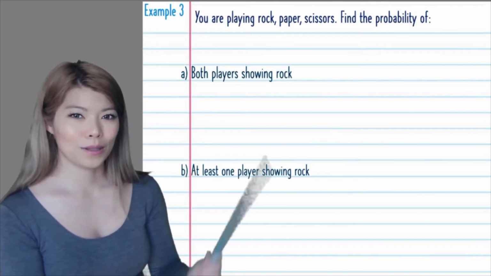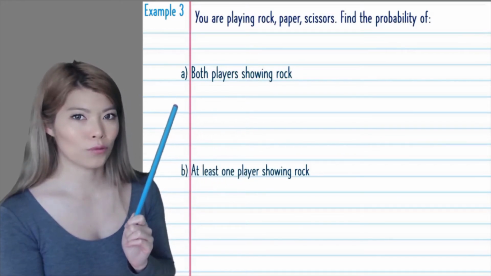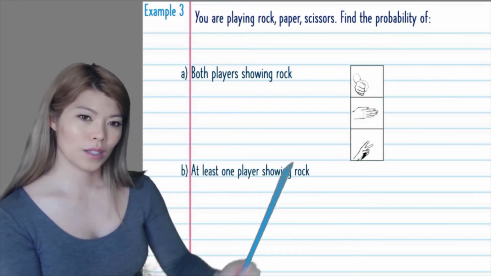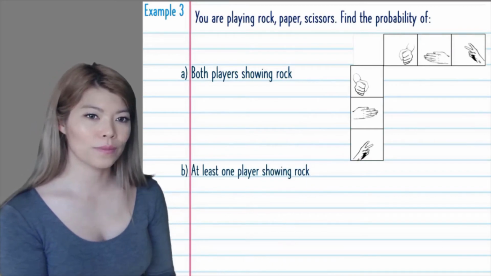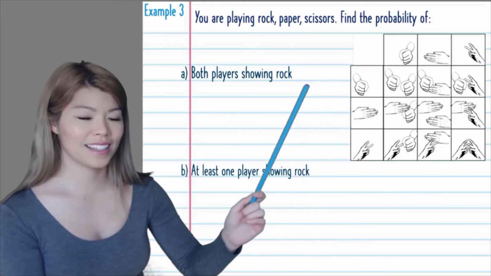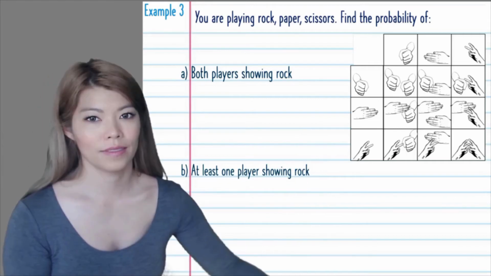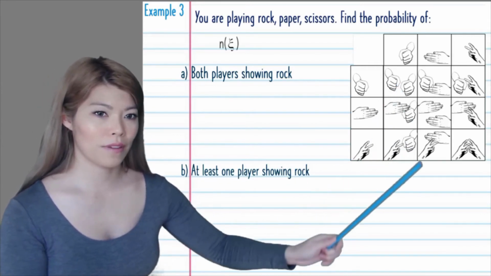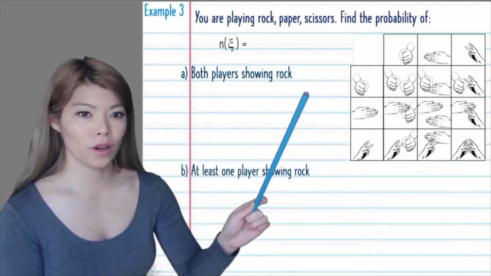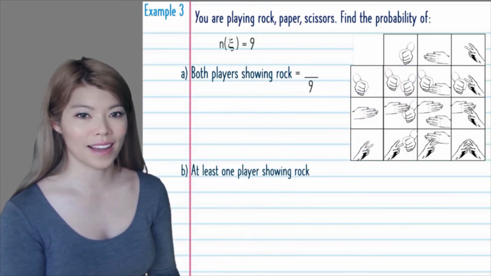Example 3. You're playing rock, paper, scissors. Find the probability of A, both players showing rock, B, at least one player showing rock. Let's draw a table. So we have player 1 and player 2. So the combinations are in there. I've drawn them, but you can just simply do R for rock, P for paper, and S for scissors. So we can see that the total number of outcomes is 9, and the probability of both players showing rock will be, well, both playing rock is there, 1 out of 9.